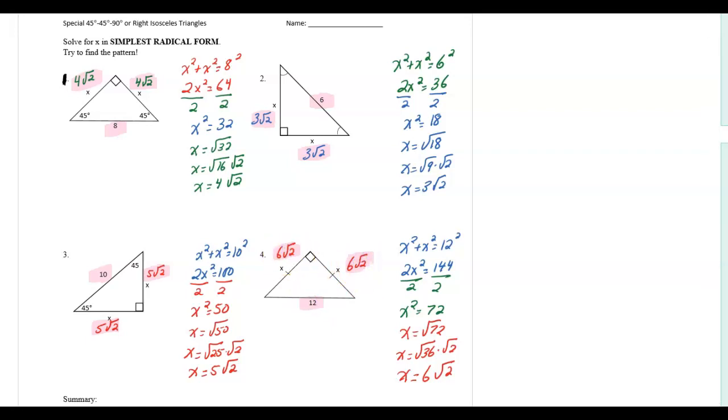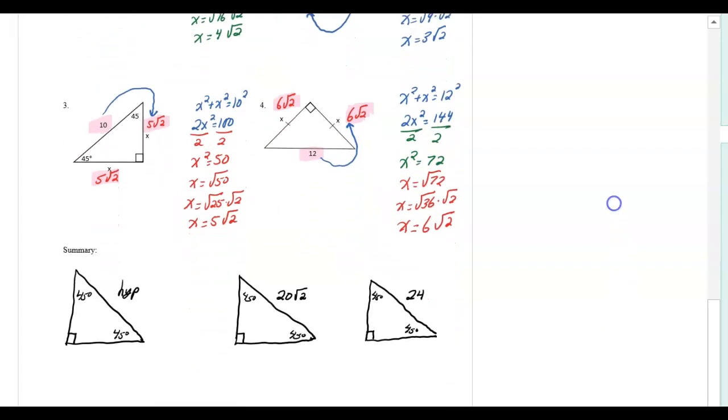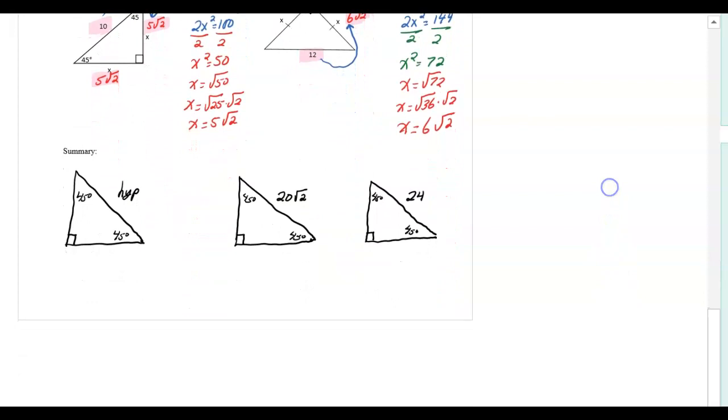And the goal here is to look for the pattern. So notice this 6 is half of 12. Half of 10 is the 5. Half of 8 is the 4. And half of 6 is the 3. So it turns out the pattern is, if you know the hypotenuse, the leg is the hypotenuse over 2.